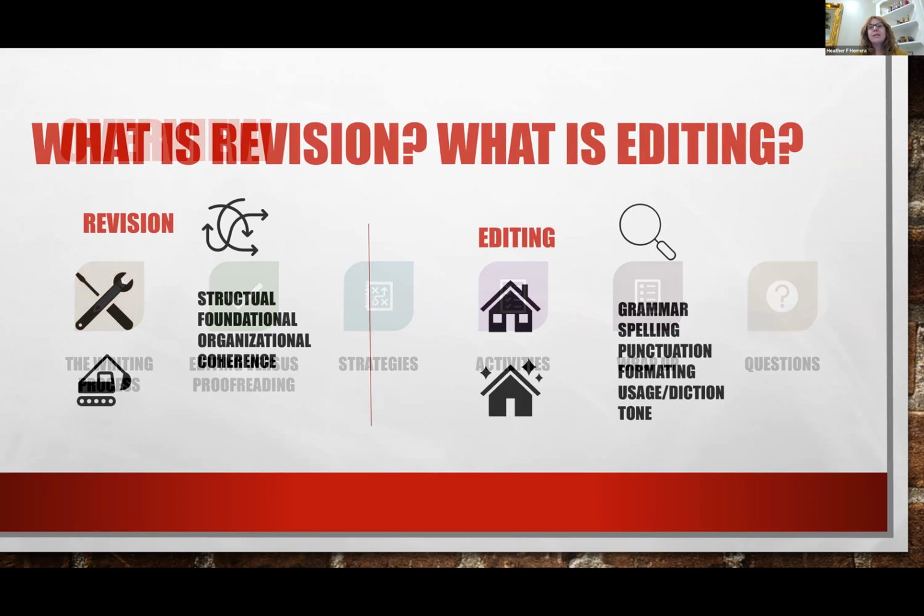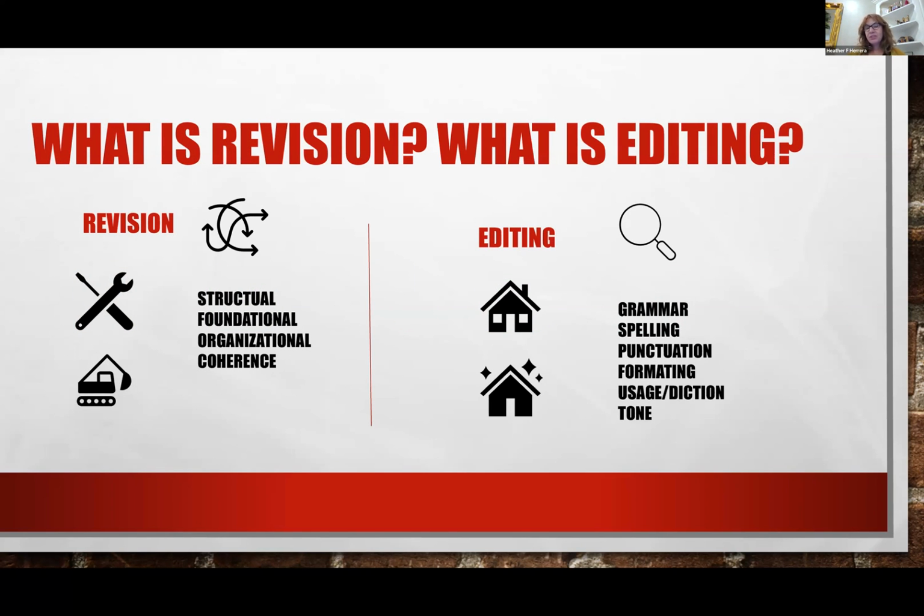All right, so to jump in. It's important that we understand the difference between revision and editing, and that there is a whole lifespan to writing. There's the idea generation, which happens before you even begin typing, before you begin writing. And that is also part of the process. If enough time hasn't been committed to the thinking, then the writing, the ideas, and the organization of ideas can suffer from that.